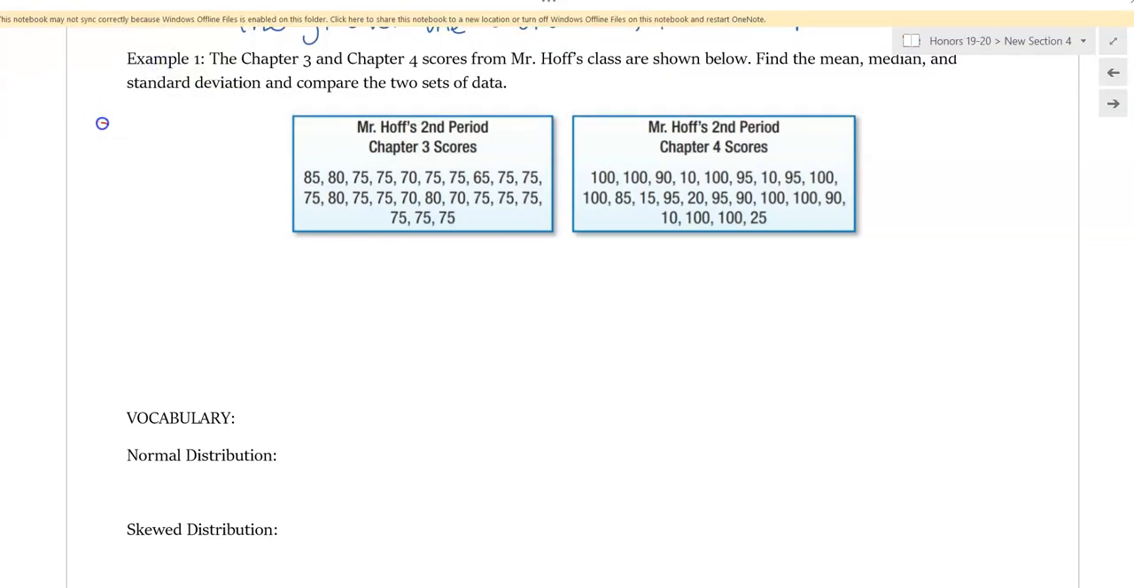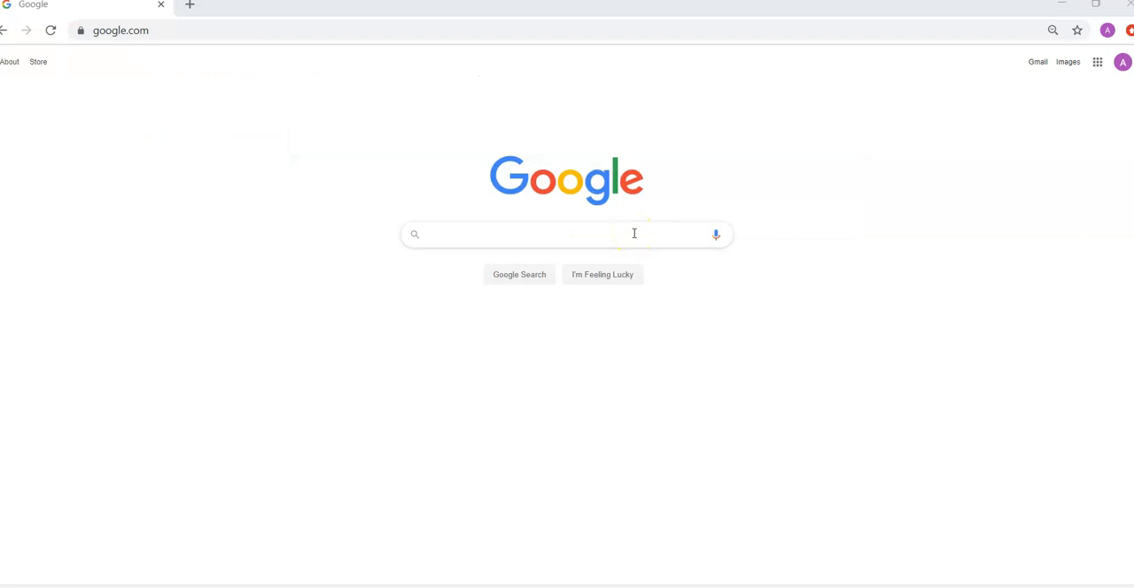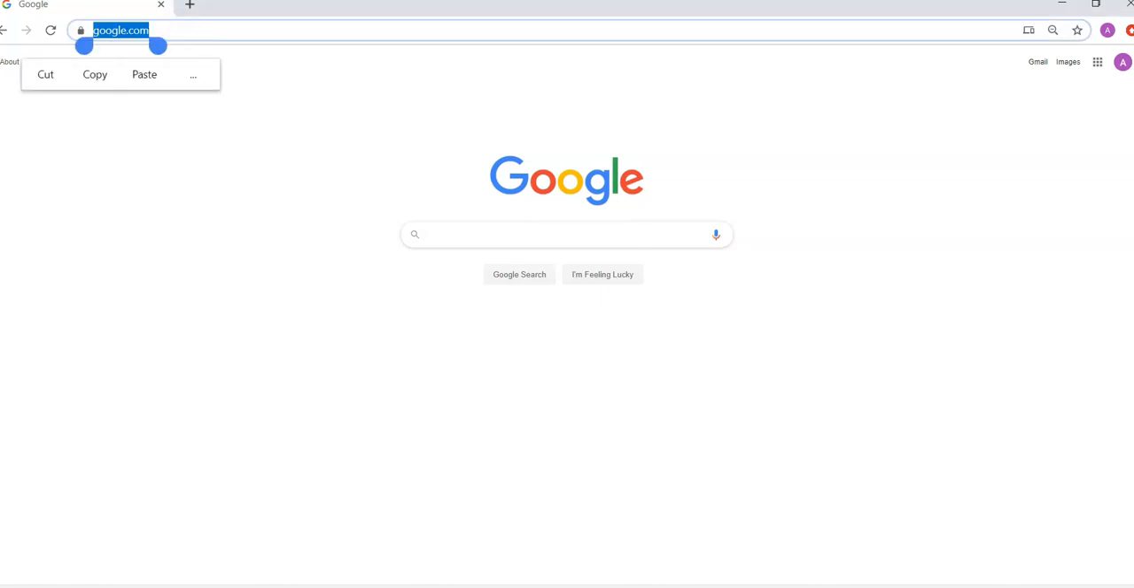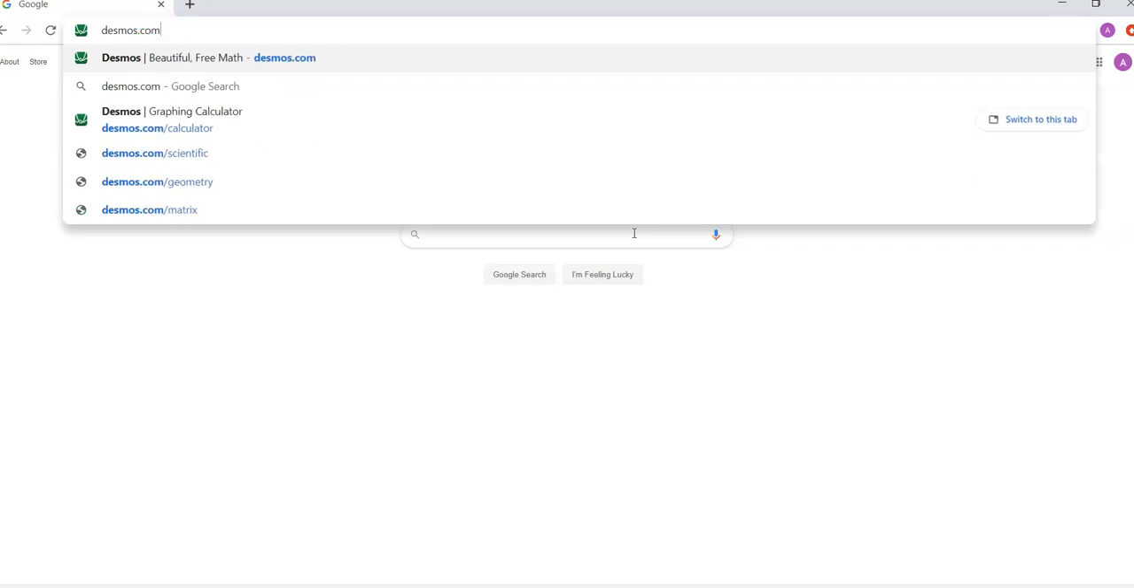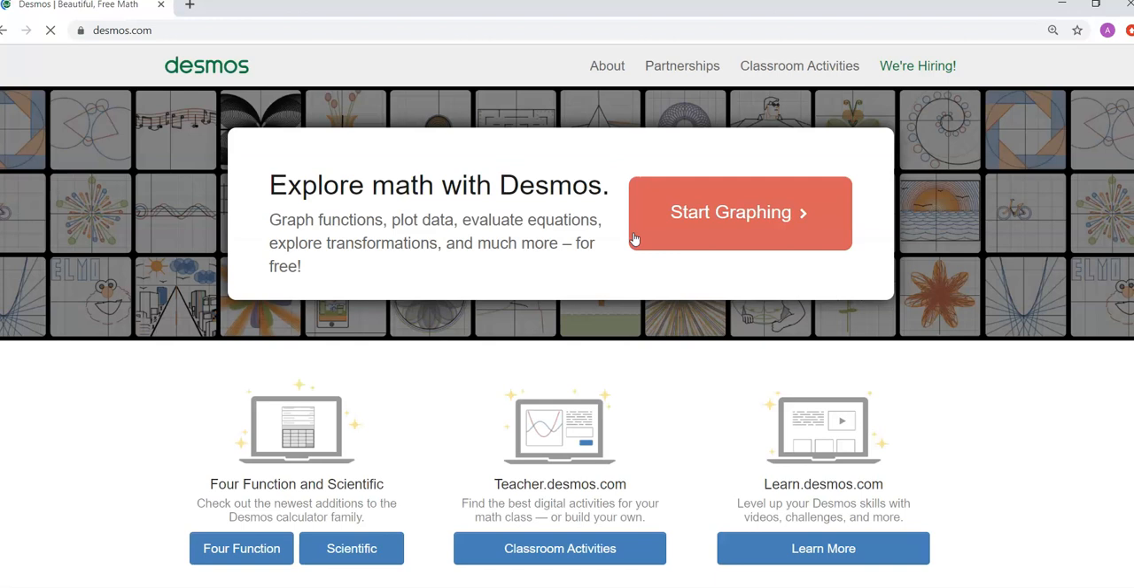So to do this, we are going to use Desmos.com. That means from here on out, you will need to bring your laptop to class so that you can use it for some of these things. So if we pull up our Google, it's not popping up for me to type, that's fine. So Desmos.com, mine pops up right away. Okay. And they have all sorts of calculators too, but we're going to start graphing.